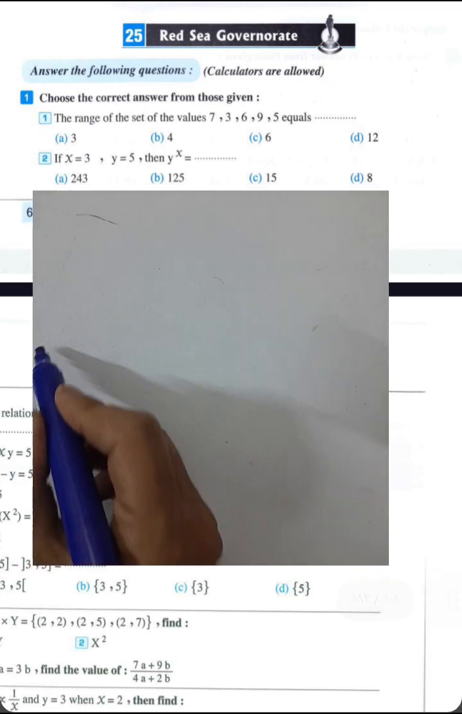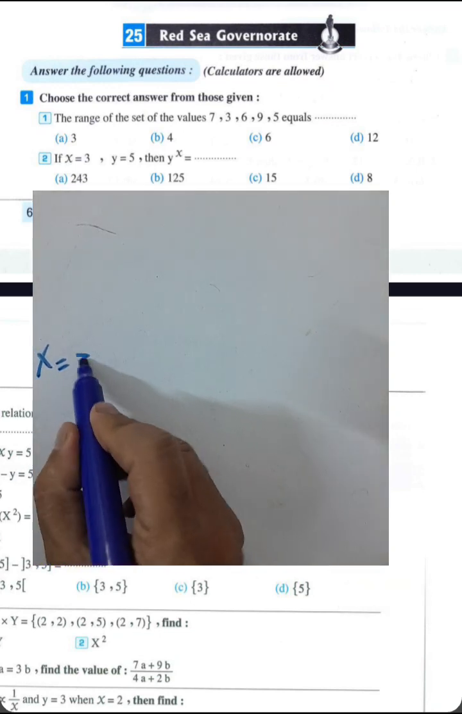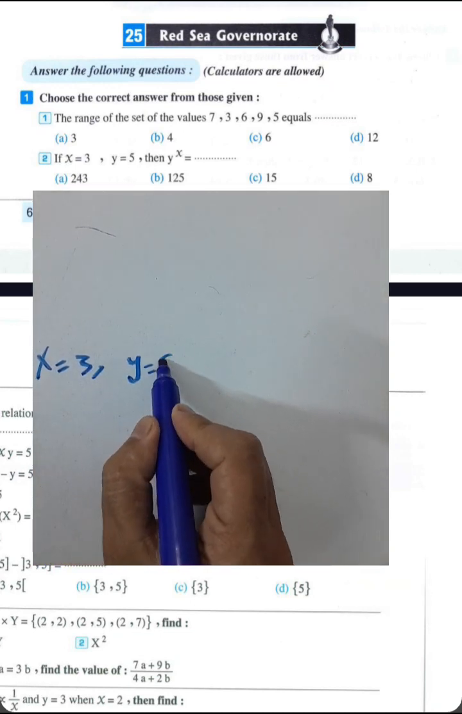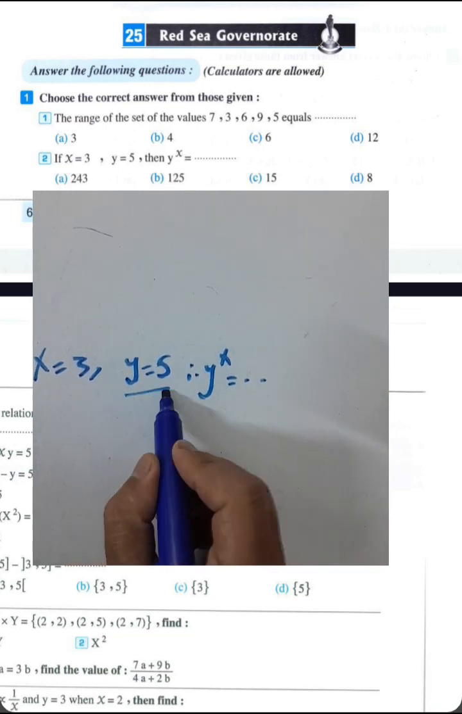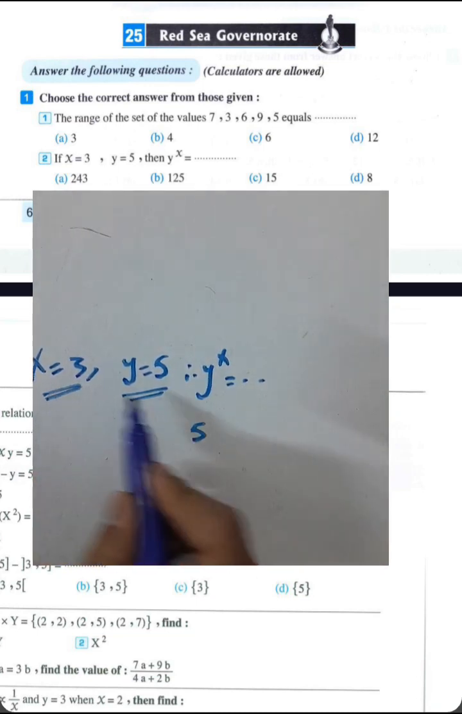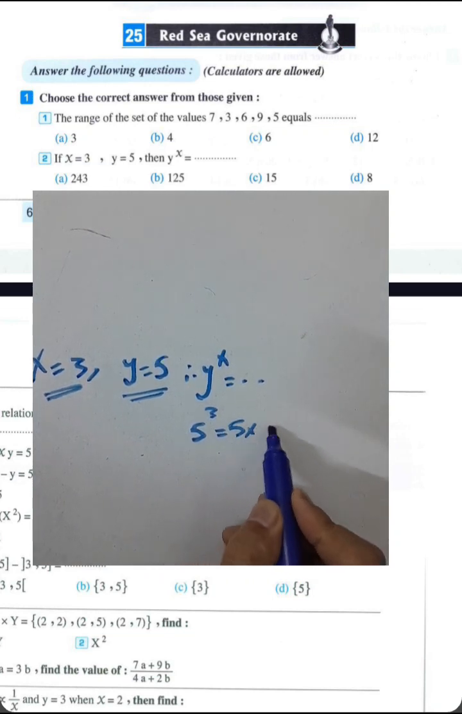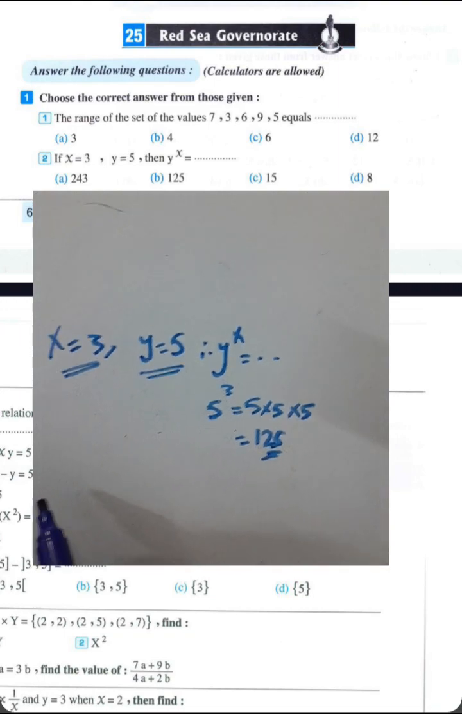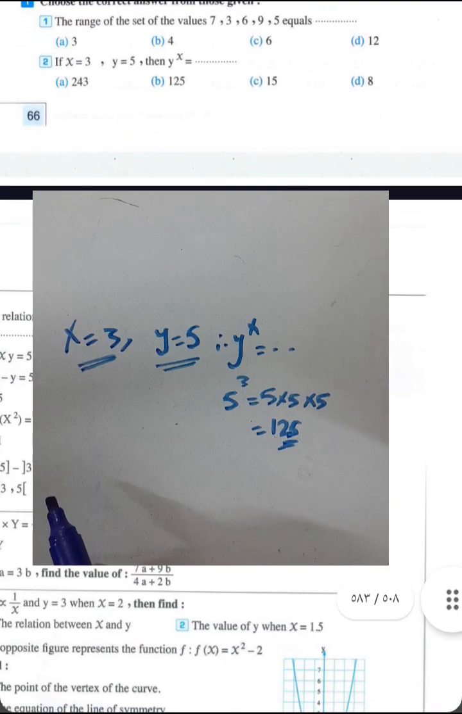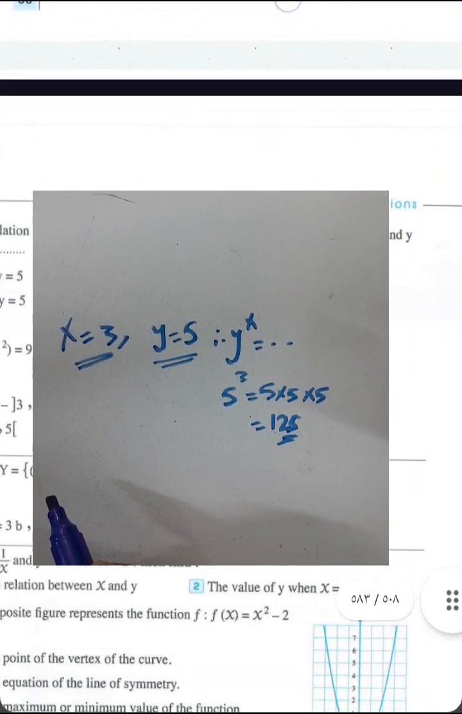If x equals 3 and y equals 5, then y power x equals what? Y here equals 5. 5 power 3 equals 5 multiplied by itself 3 times. It will be 125. Next example.